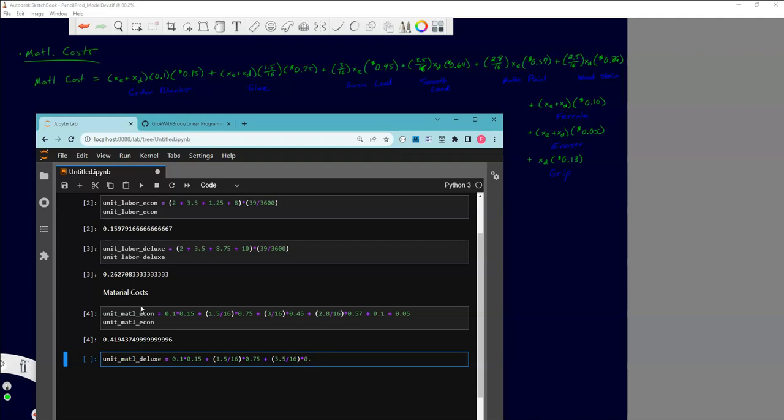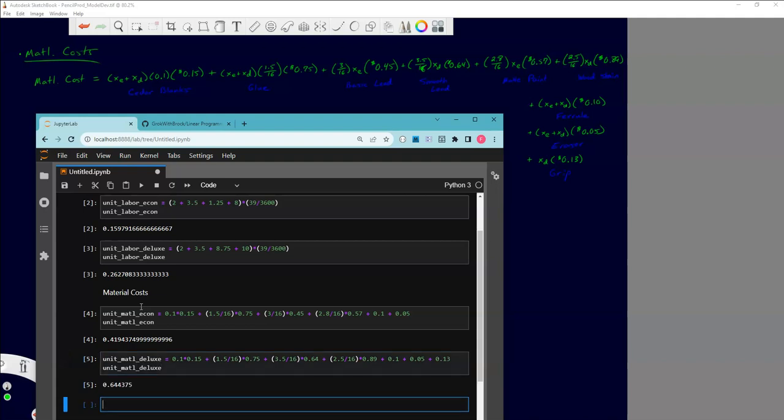Smooth lead is 64 cents. There we go. Matte paint I don't have anything, but the wood stain I do use. And then the ferrule, the eraser, and this time I have a grip in here as well. And I end up with 0.64, so roughly 64 cents there.